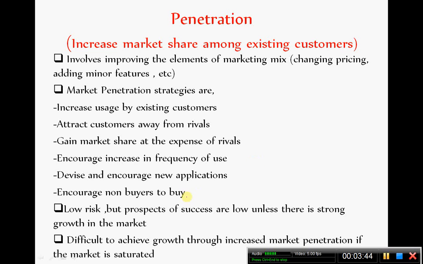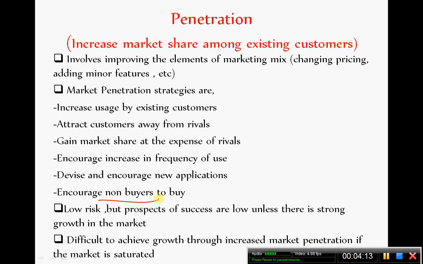Encourage an increase in frequency of use. This has a lot to do with many marketing tactics and techniques in order to encourage the frequency of usage. Also, encourage non-buyers to buy our products. This is very crucial and very challenging as well. This would enhance the potential market share for the company.